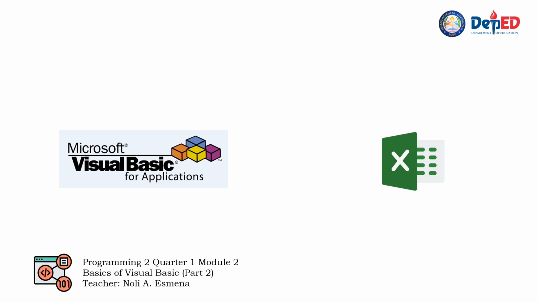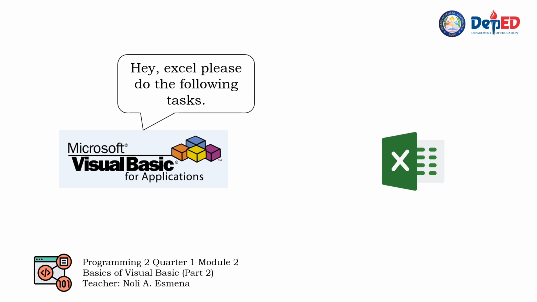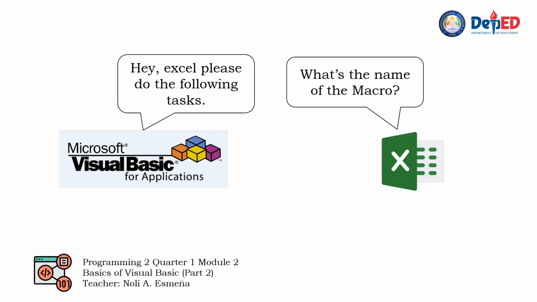VBA is an event-driven tool, which means you can use it to tell the Microsoft Office applications like Microsoft Excel to execute a string of actions that go beyond its usual features. However, you can only instruct Microsoft Excel to do these tasks through macros. Macros are short term for macro instructions, which are created through codes in the Visual Basic editor. So how do we write these codes?